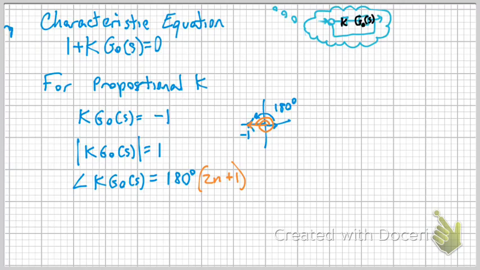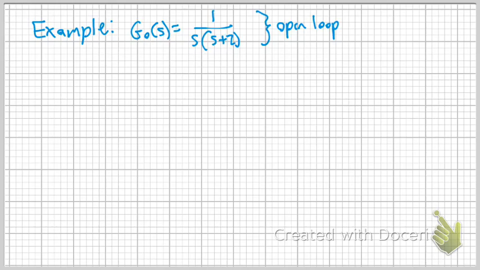So let's go ahead and see an example with a real system so this can start to have some context. Okay, so we're going to have an example with G0 of S equal to 1 over S times S plus 2. So this is our open loop system. It represents, if we just had our input system, we would have an input, and this would be the relationship between input and output.